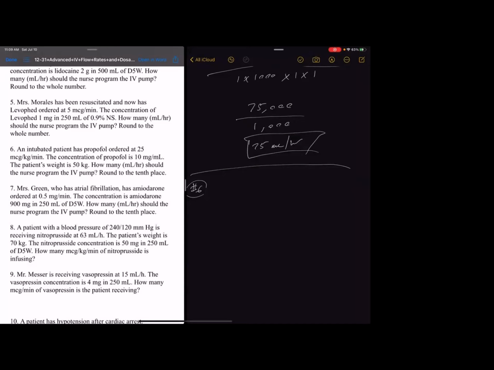Okay, so an intubated patient has propofol ordered at 25 mcg/kg/minute. So what does that mean to you? As your desired dose, the dose ordered. Desired dose is 25 mcg/kg/minute, right? The concentration, which is your dose on hand, is 10 mg/mL, and you have 50 kilograms of weight, you don't need to convert it. And your question is asking how many mLs per hour.